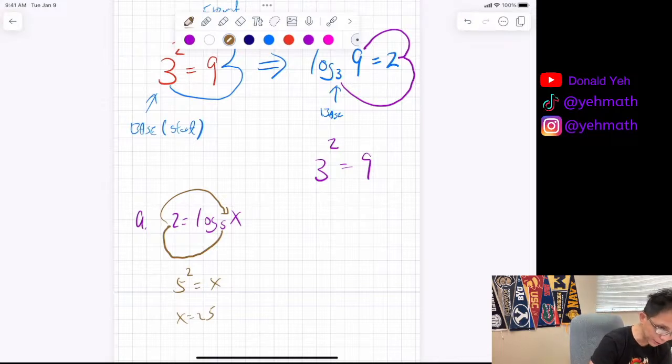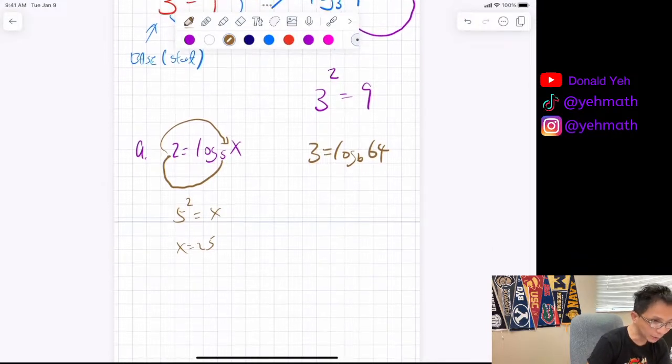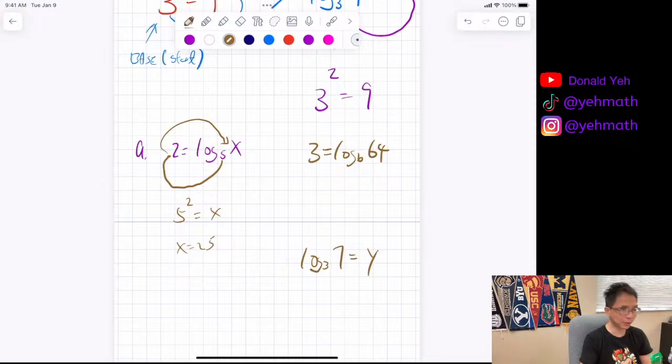Pretty easy, right? I want you to do this one. 3 equals log base b of 64. I want you to see if you can find what b is, once you convert to exponential form. And this one you can probably do: log base 3 of 7 is equal to y. So convert to exponential form, and then we'll convert it back to logarithm form.